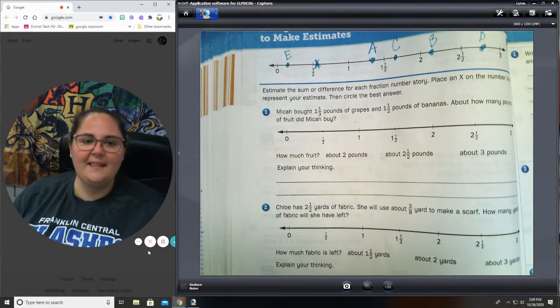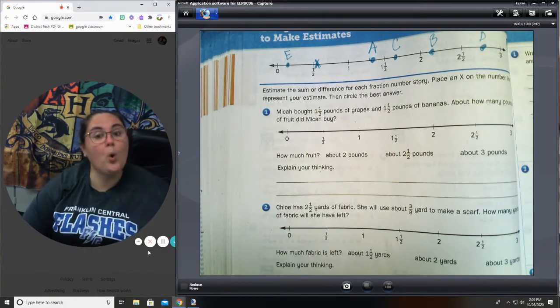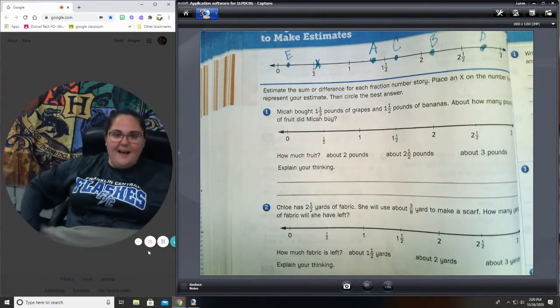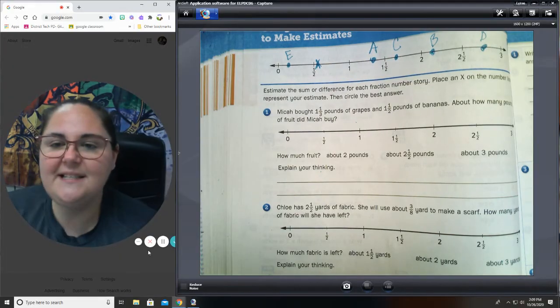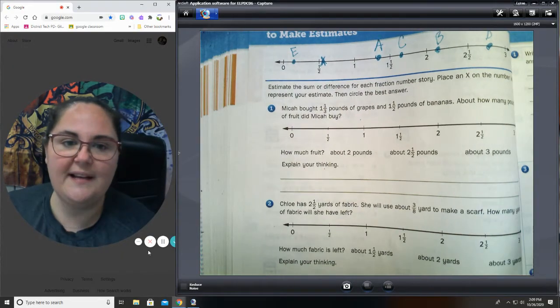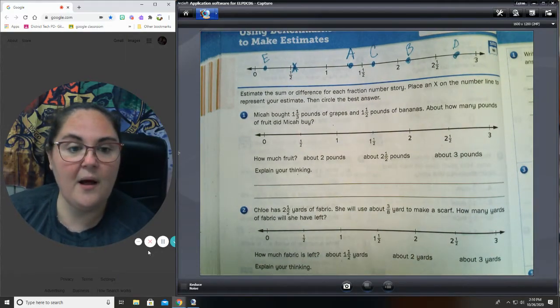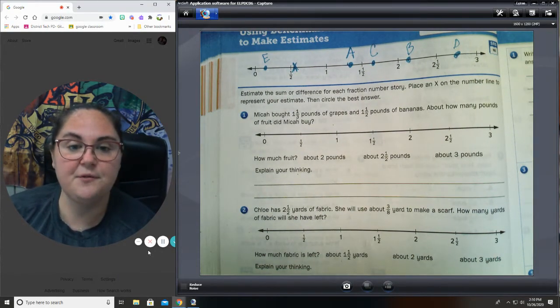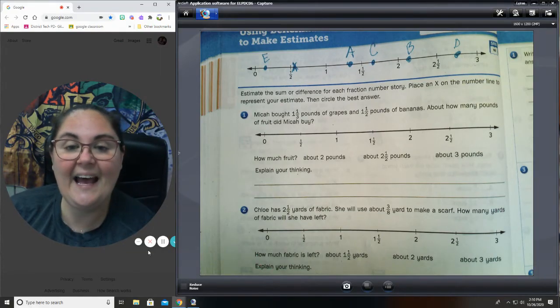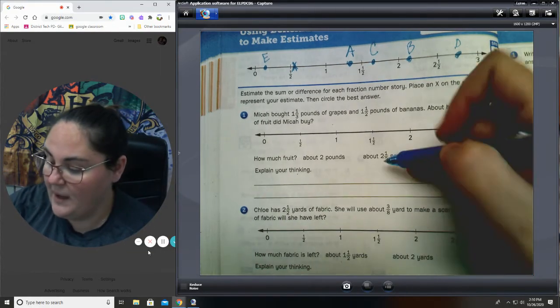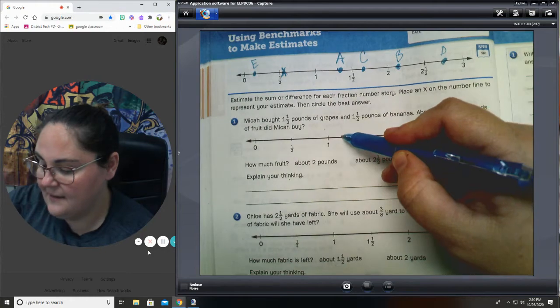Number 1, this is estimating the sum or difference of a fraction number story. Place an X on the number line to represent your estimate and then circle the best answer. All right, Mariah bought 1 1/3 pounds of grapes and 1.5 pounds of bananas. So 1 1/3 is about here.